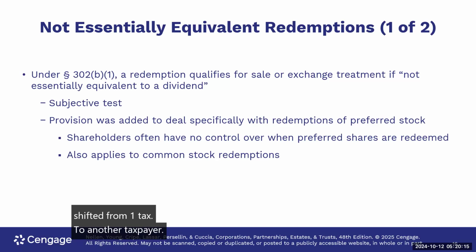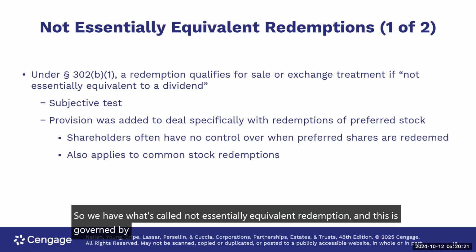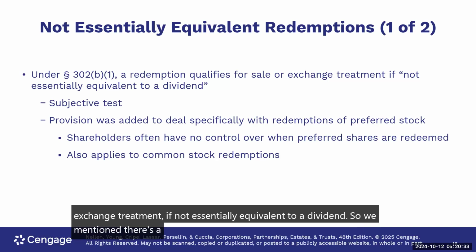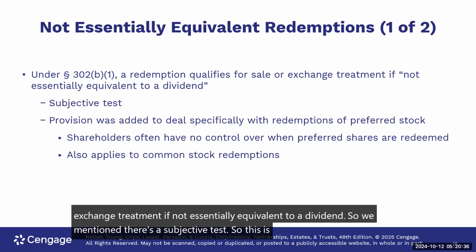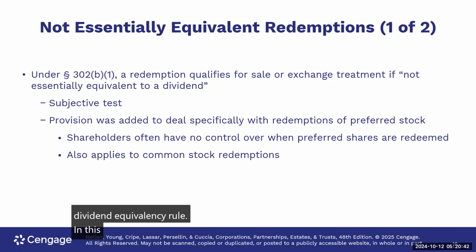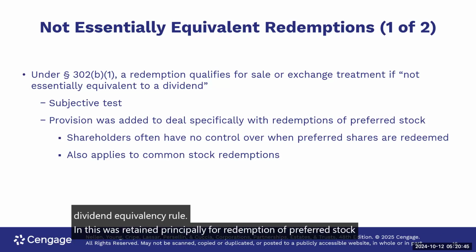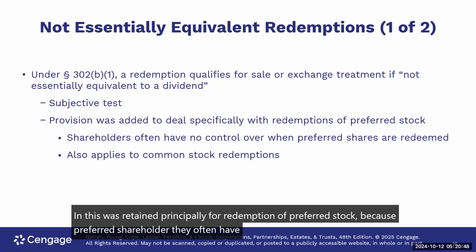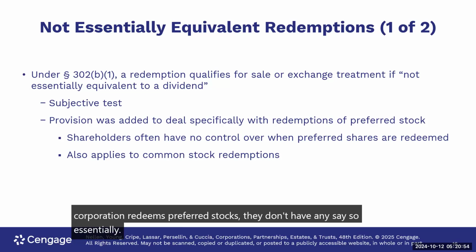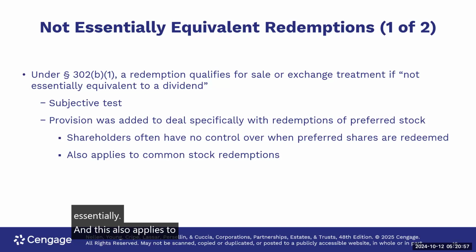So we have what's called not essentially equivalent redemption, and this is governed by Section 302(b)(1). So a redemption qualifies for sale or exchange treatment if not essentially equivalent to a dividend. We mentioned there's a subjective test. This is a continuation of the dividend equivalency rule. And this was retained principally for redemption of preferred stock, because preferred shareholders often have no control over when the corporation redeems preferred stock. They don't have any say, essentially. And this also applies to common stock redemptions.